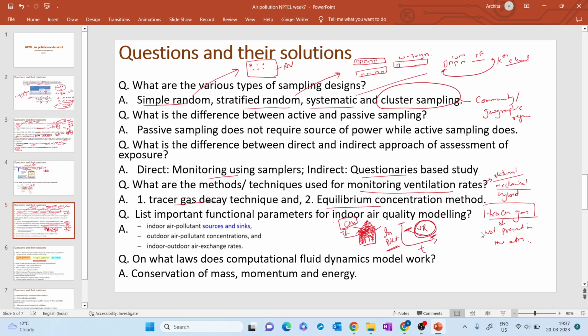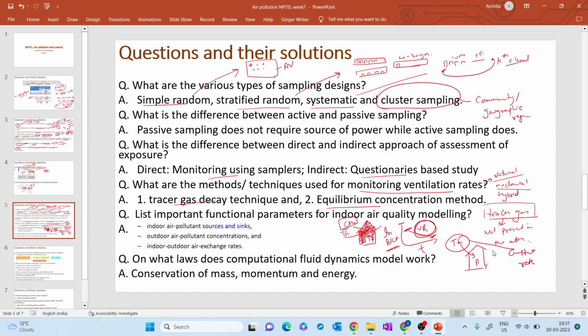Now the equilibrium concentration method is the same. You have a room, and you are filling it with a tracer gas. The only difference in the equilibrium concentration method is that you fill it at a constant rate.